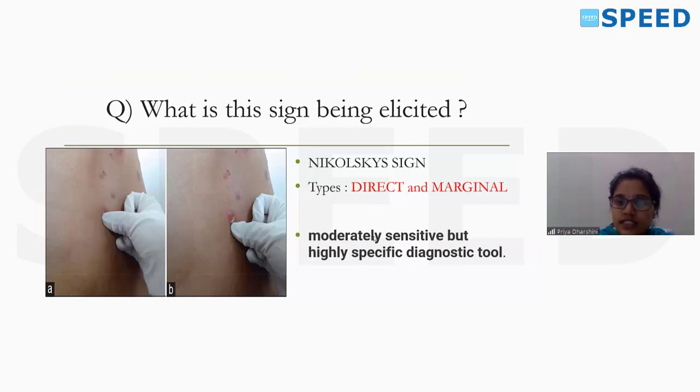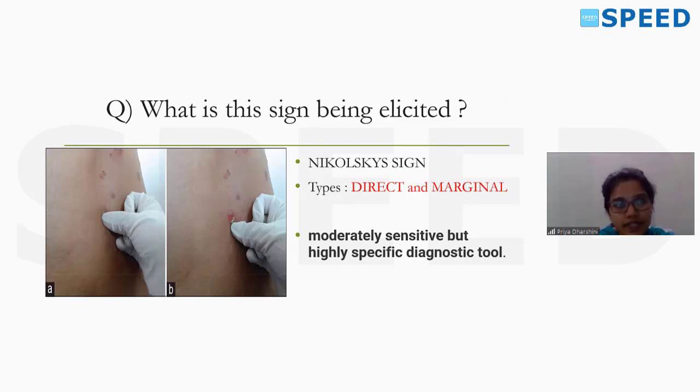So as I told earlier, this is a moderately sensitive but highly specific diagnostic bedside tool for diagnosing bullous disorders and differentiating between the intraepidermal and the subepidermal bullous disorder. And other Nikolsky signs, false Nikolsky sign and pseudo Nikolsky sign, are there that you need not know in depth, but if they ask in any of the options, you should know what it is.